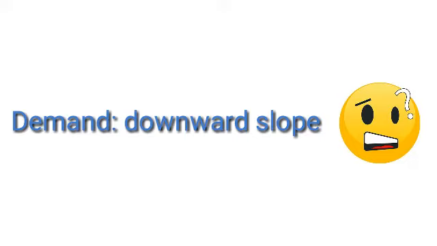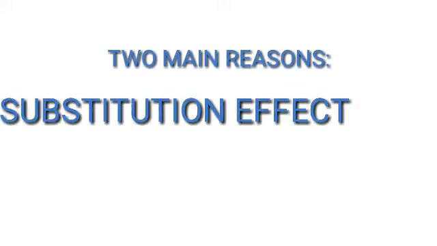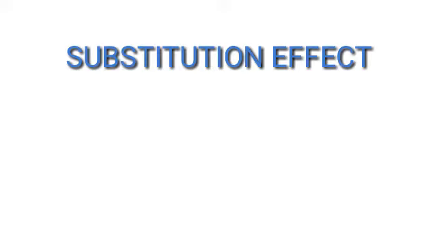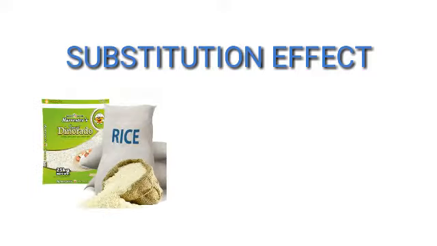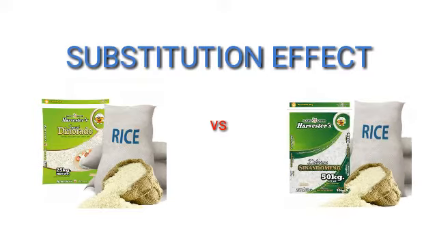Now if you're going to ask why demand has downward slope, there are two main reasons: the substitution effect and the income effect. Substitution effect says as the price goes up for a specific brand of rice, just like for example Dinorado, people will demand less of that and find a substitute product, one that is relatively cheaper brand of rice, let's say Sinandomeg.